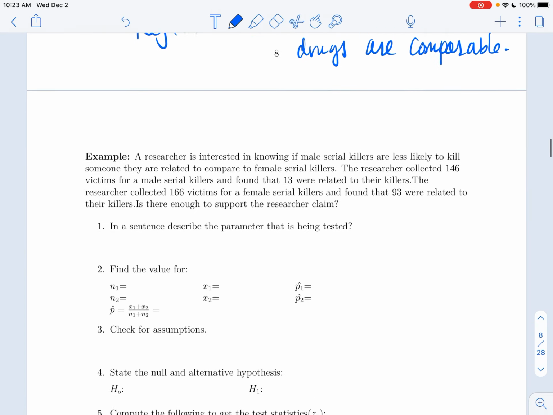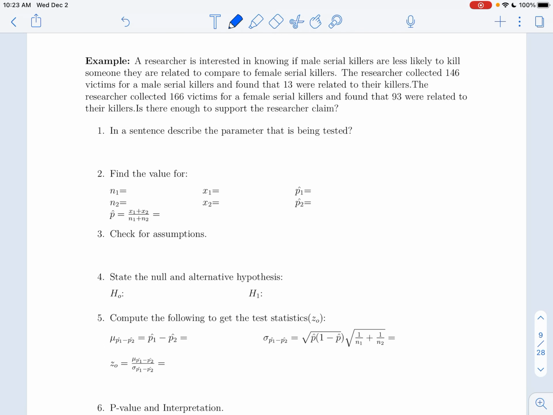Okay. Next one. Excuse me. A researcher is interested in knowing if male serial killers are less likely to kill someone they are related to compared to female serial killers. The researcher collected 146 victims for a male serial killer and found that 13 were related to their killers. The researcher collected 166 victims for a female serial killer and found that 93 were related to the serial killer. Is there enough to support the research claim?